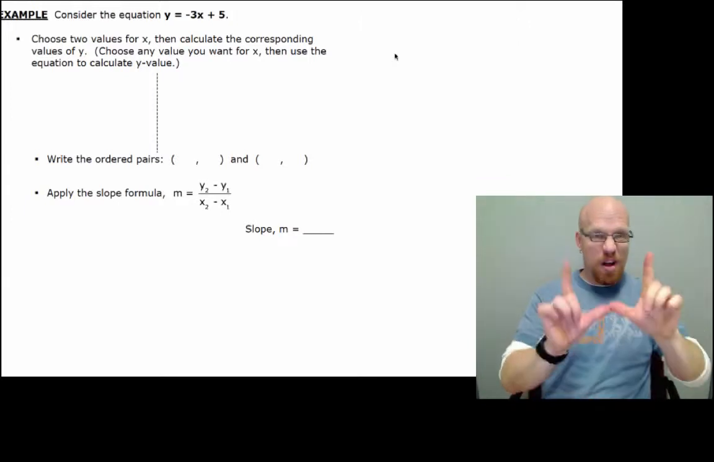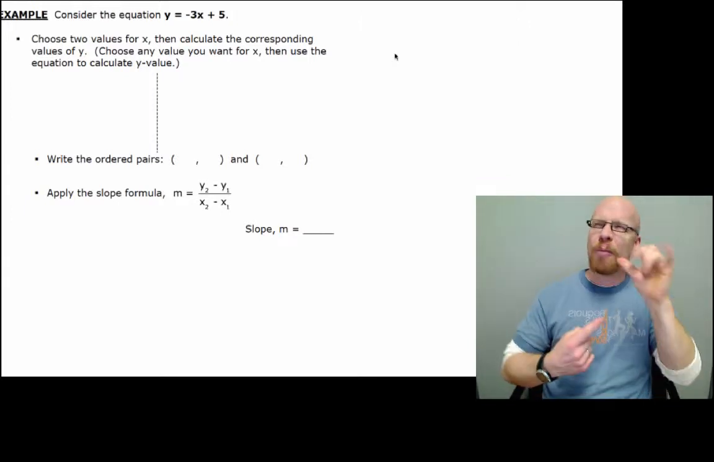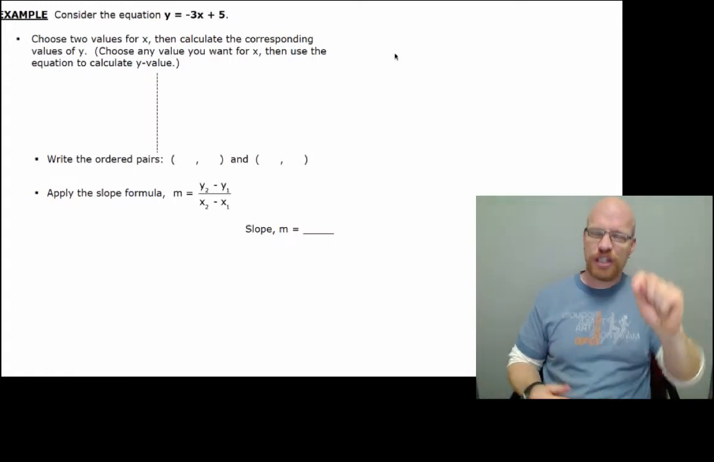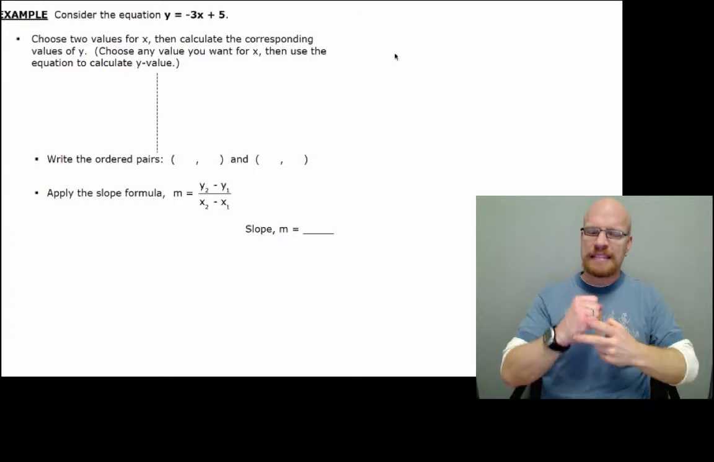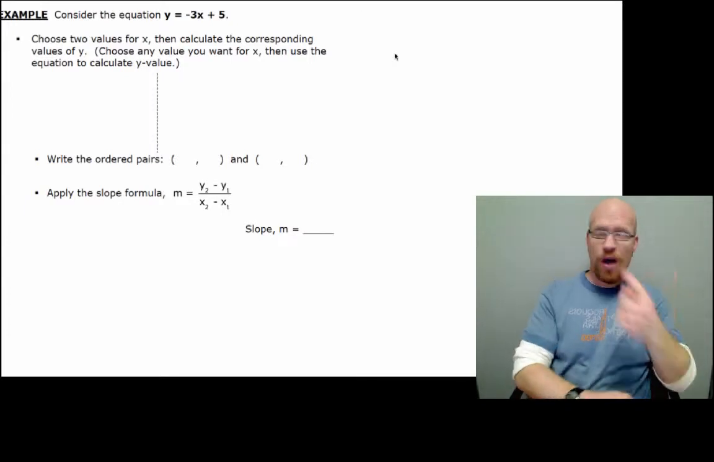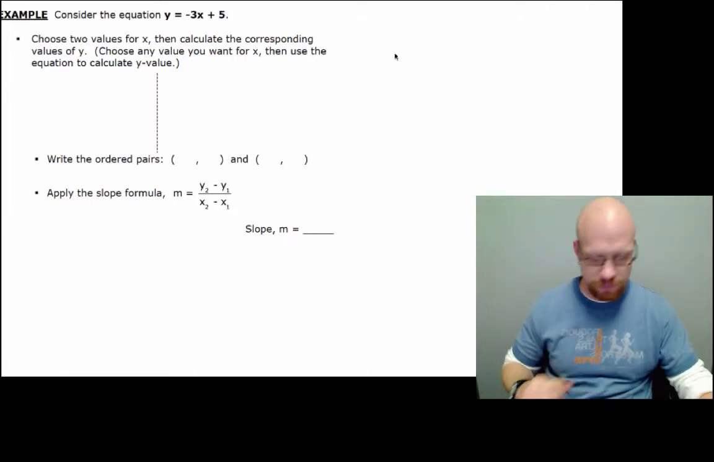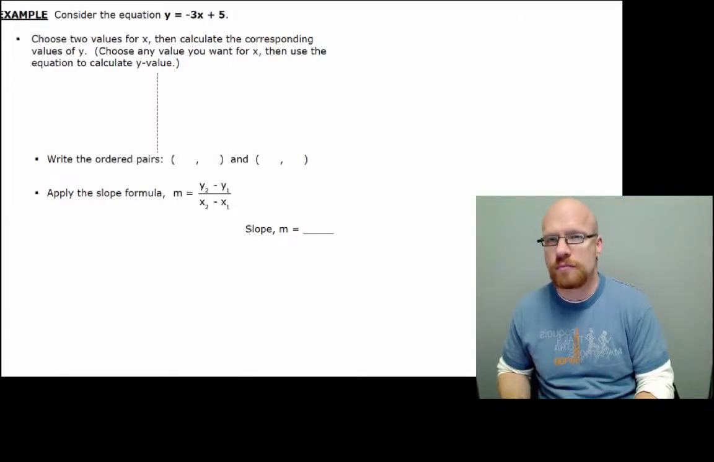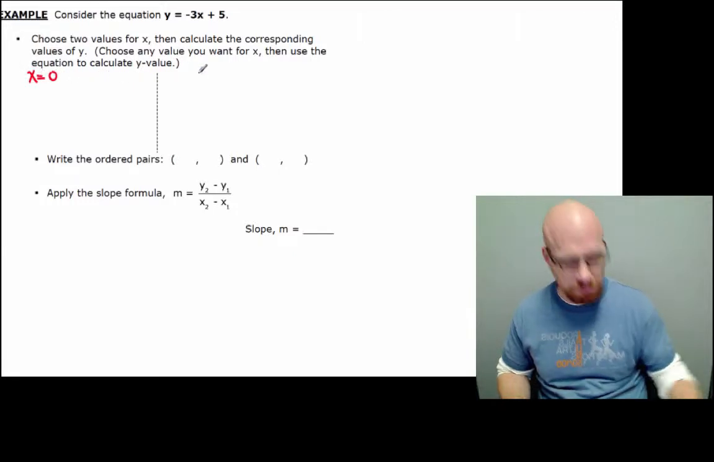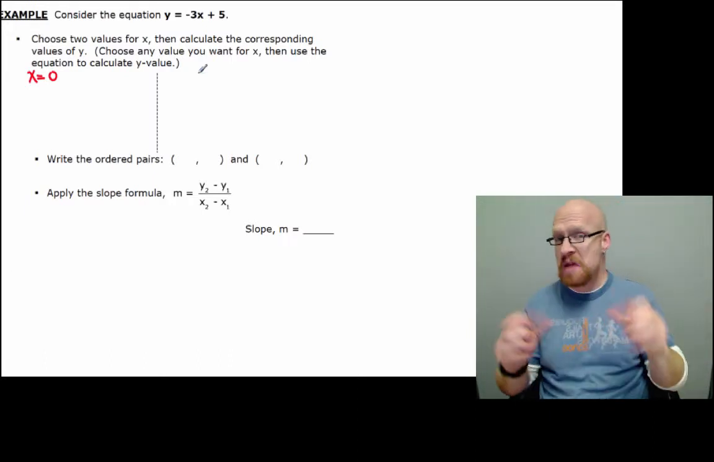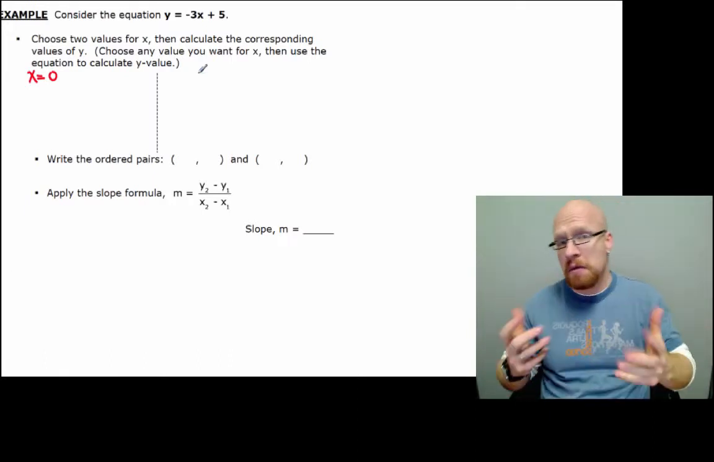I said in the past vlogs that I'm lazy. I thought about that. I'm not lazy. I want to be efficient. I want to save my energy for other things. So I always pick my x value, first one, to be 0. Now my second x value can be anything.